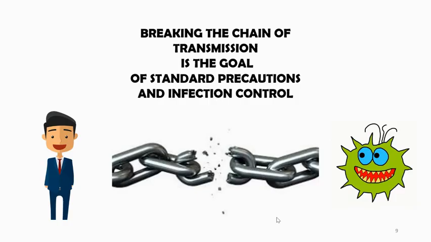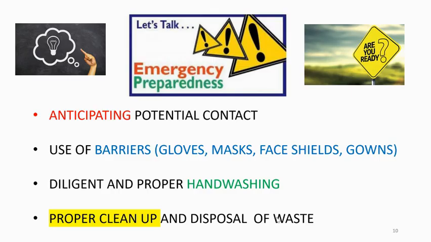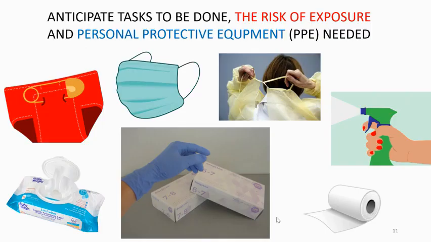So you may be asking, how do we break the chain of transmission? By being prepared. Anticipate potential contact, use personal protection equipment, hand wash, always hand wash, and employ proper cleanup and disposal of waste. Anticipating the tasks to be done, the risk of exposure, and the personal protective equipment, also known as PPE, needed, are keys to success.